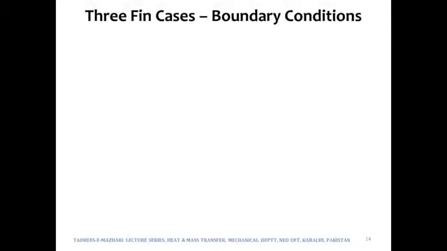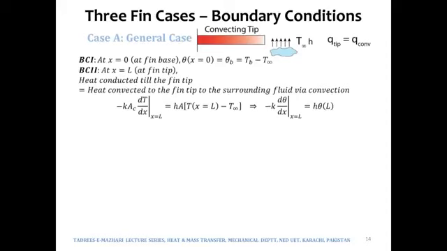Now, what are the boundary conditions? We will have different boundary conditions for all the 3 fin cases, and therefore we would have different temperature distributions for the 3 fin cases. So let's take the first one. In the first one, which is the general case, these are the 2 boundary conditions. What is the first boundary condition? The first boundary condition is at the fin base, and it says that theta is equal to theta b.